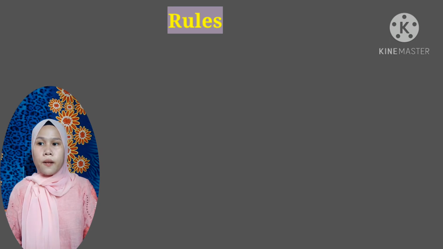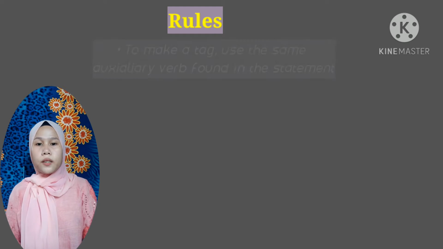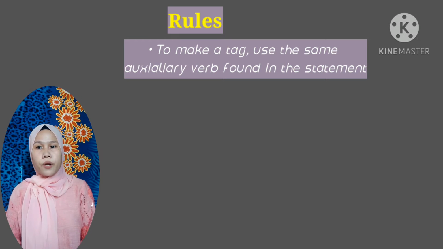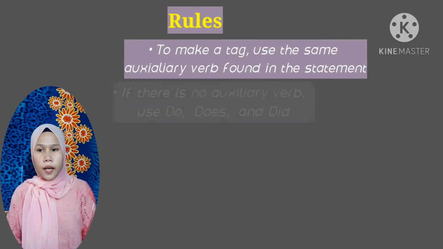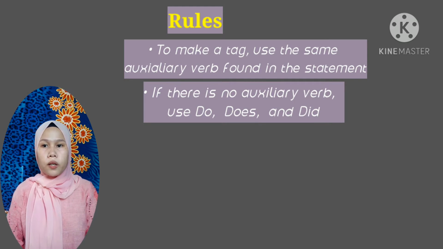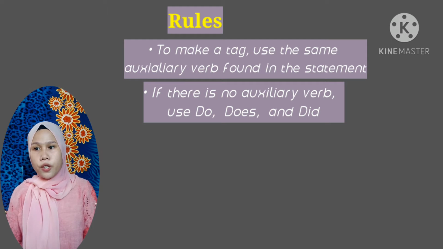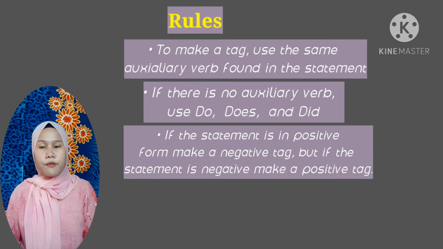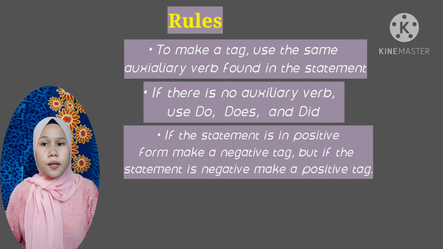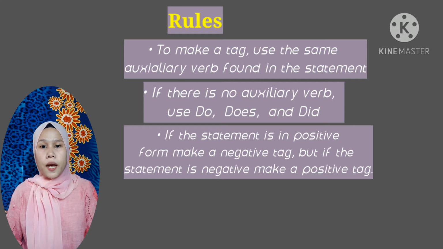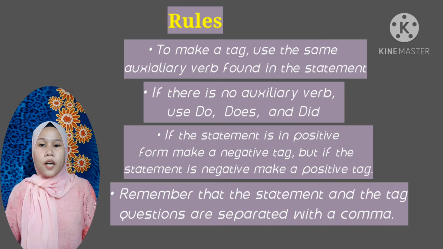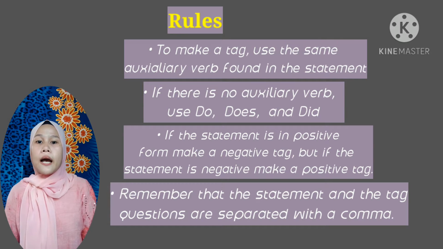Our first rule is, to make a tag, use the same auxiliary verb found in the statement. Second, if there is no auxiliary verb, use do, does, and did. Third, if the statement is in positive form, make a negative tag. But if the statement is in negative form, make a positive tag. And always remember that the statement and the tag are always separated by a comma.